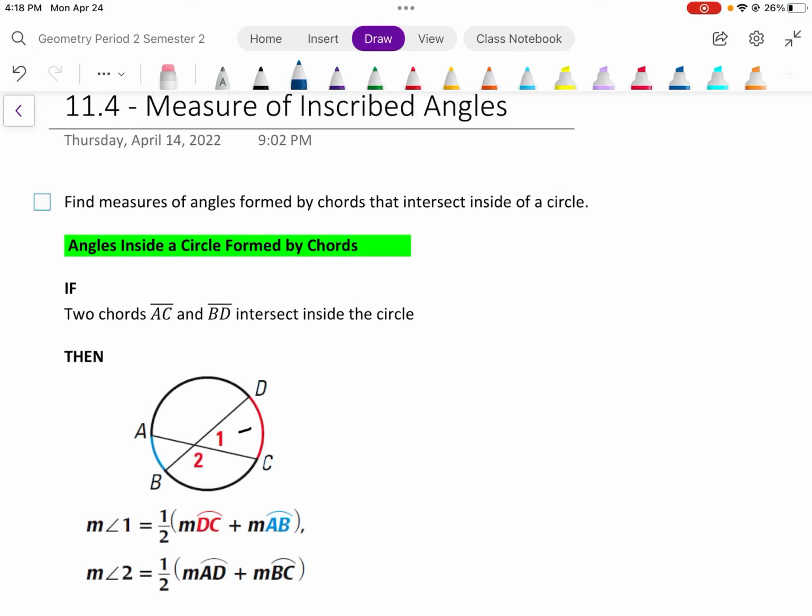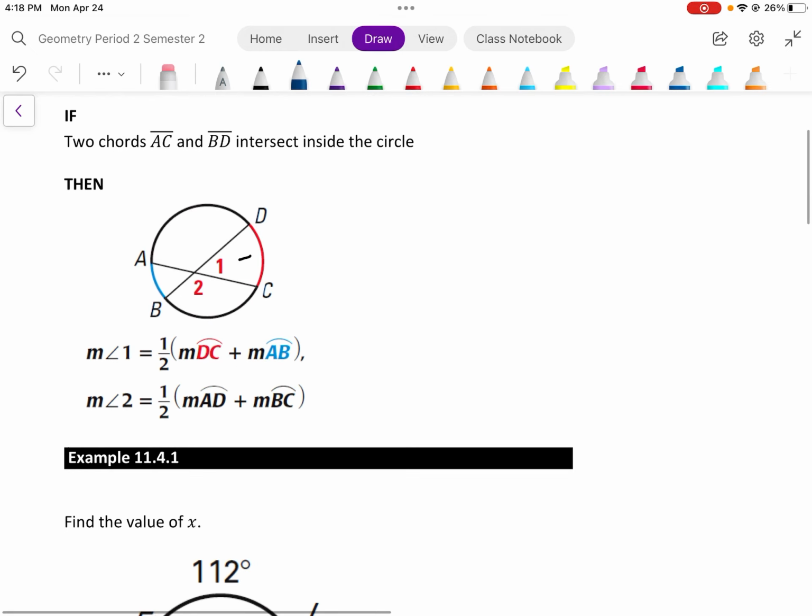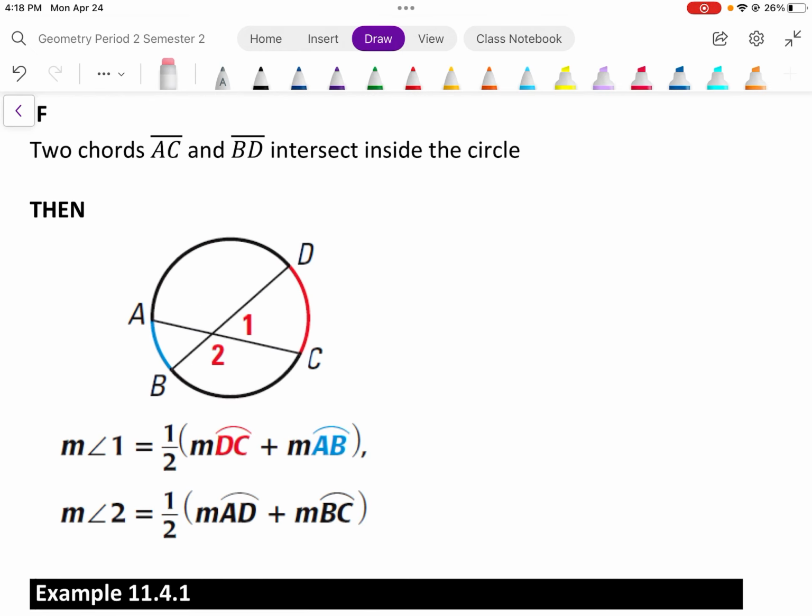Okay, 11.4 is talking about the measure of inscribed angles, which means they're inside of the circle. So to start, if you have two chords that intersect in a circle, we are going to be using those angles to write an equation.